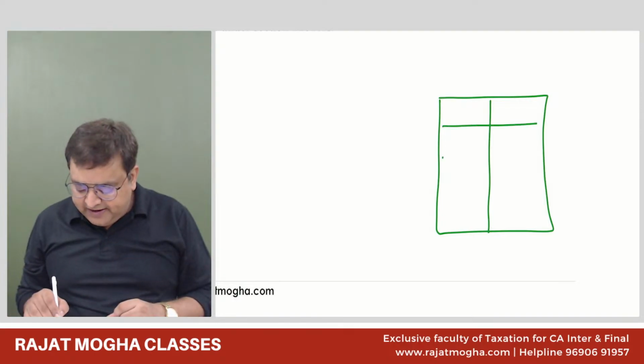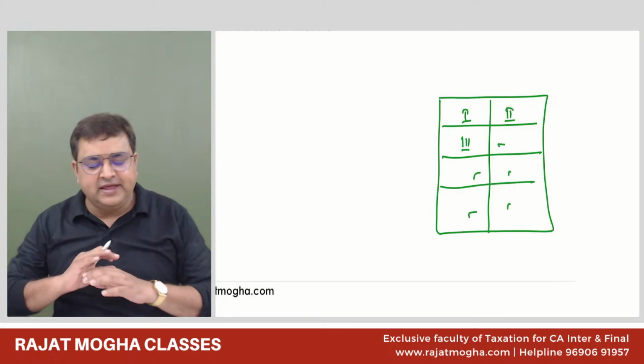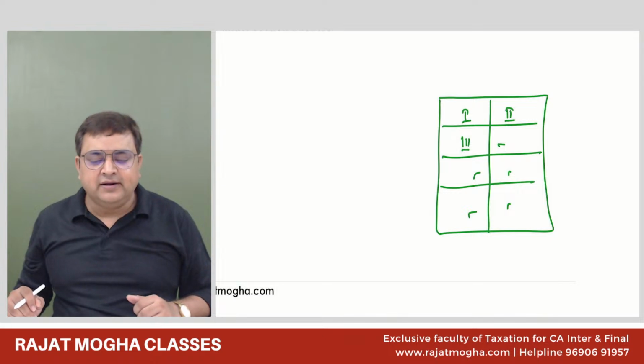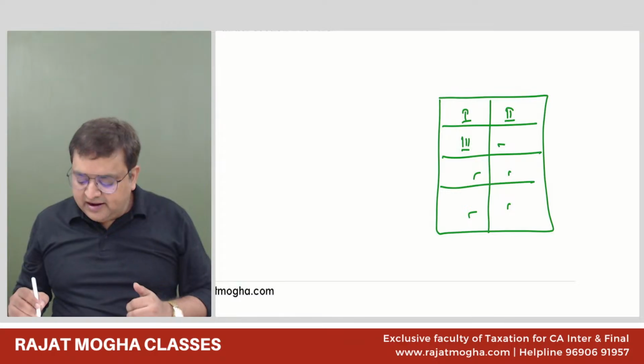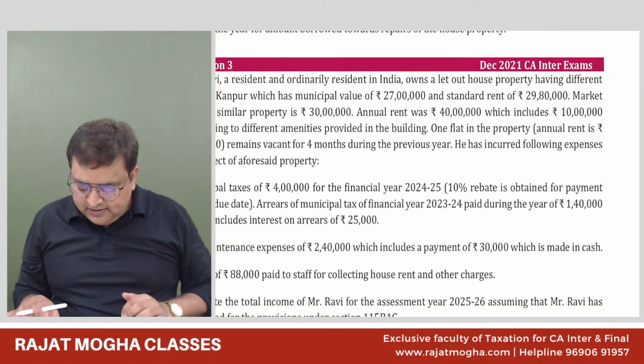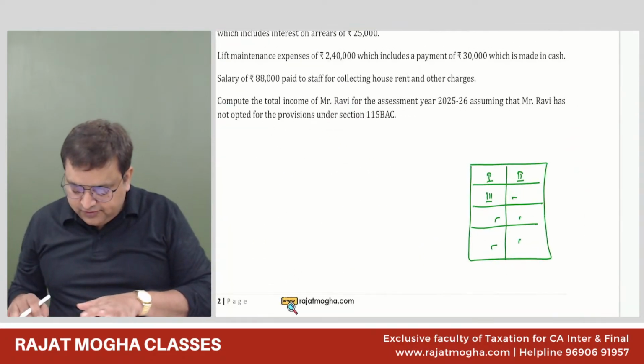So there are various flats. Flat number 1, flat number 2, flat number 3, and so on. I don't know how many flats there are, but he has a building where there are a number of flats and they are let out. Please tell me, will you calculate for each flat separately or for the entire house consolidated? What do you think?